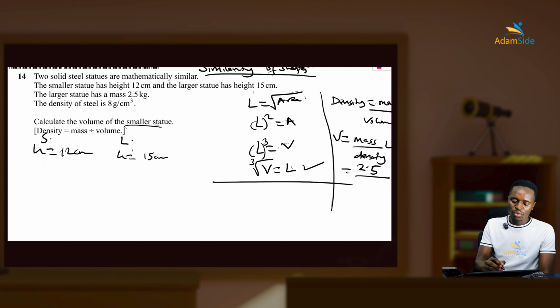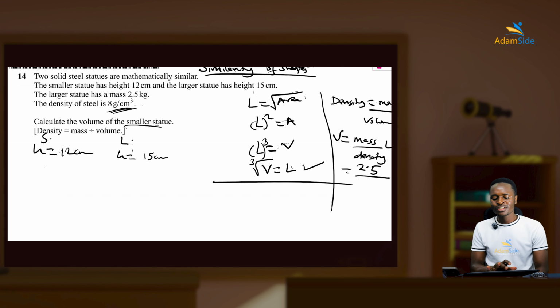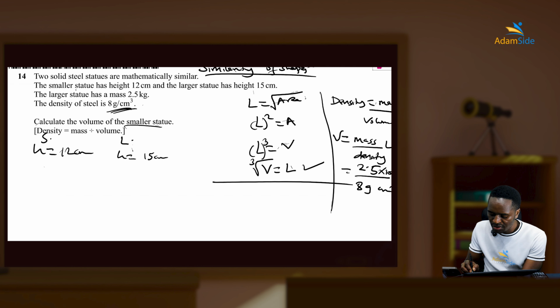So remember, if you're using kilogram, your density should also be in the same unit of kilograms. So if your mass is 2.5 kg, change the mass into grams, and therefore divide by the density, which is 8 grams per cubic centimeter. It will be in the same unit, and it will be easier for you to solve.